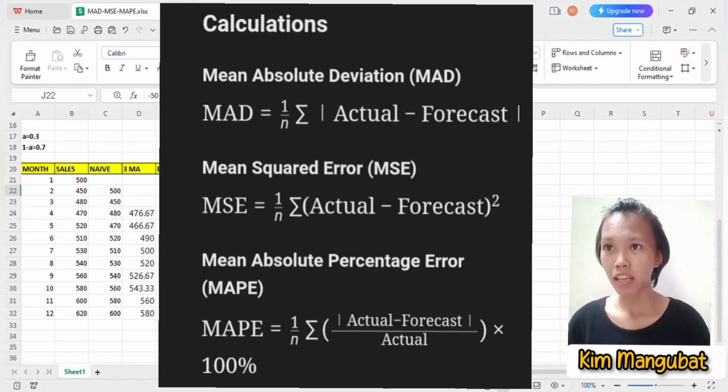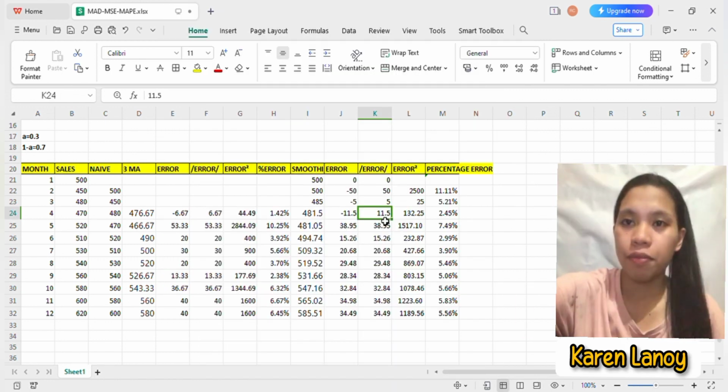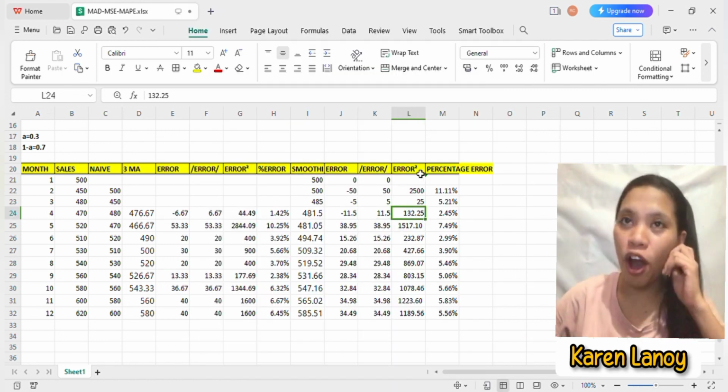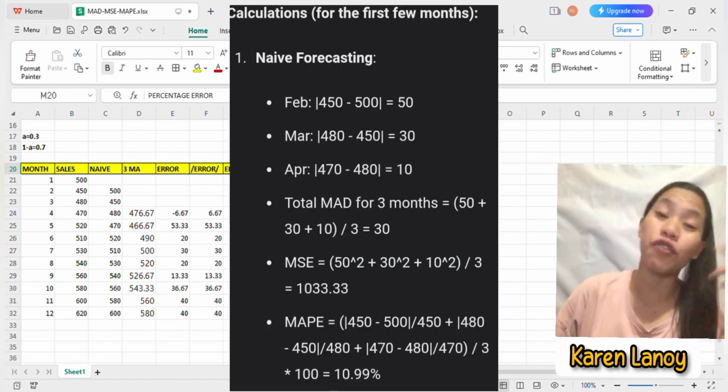And for the MAPE, or the mean absolute percentage error, we also have the formula here. MAPE is equal to 1 over N, and the summation of actual sales minus forecasted sales over actual sales. We divide by the actual sales and multiply by 100% in order to get the percentage. And that's all. So let's go with the calculation for the first few months.